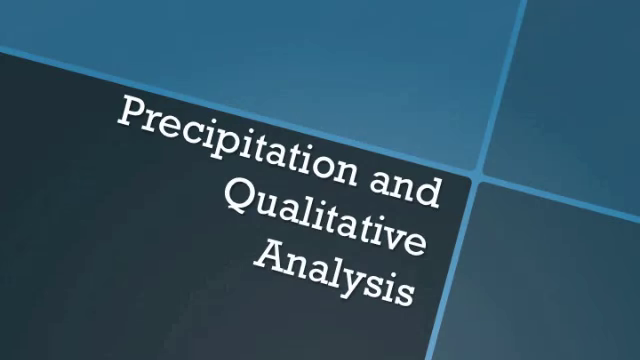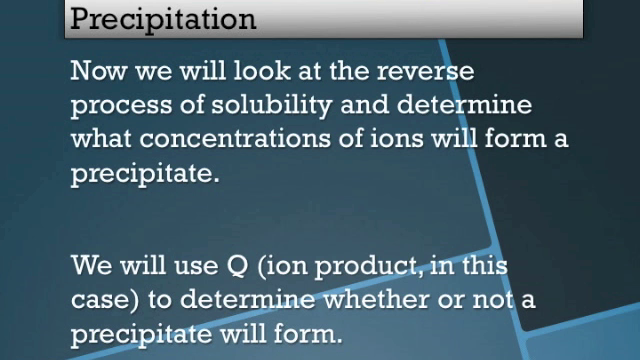The next section has more to do with how we can apply the information in this unit to a chemical reaction. Now we will look at the reverse process of solubility and determine what concentrations of ions will actually form a precipitate. We will calculate Q just as we did in Unit 11. Q is considered the ion product, though, in solubility equations. But it still represents the same thing.